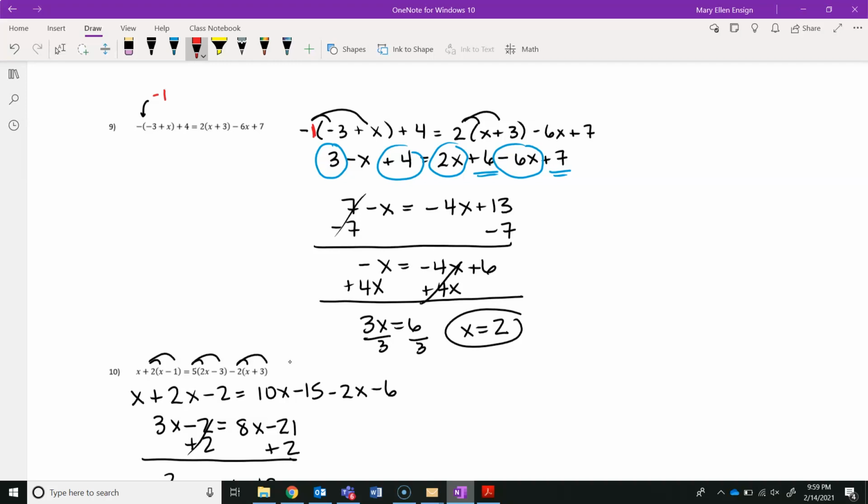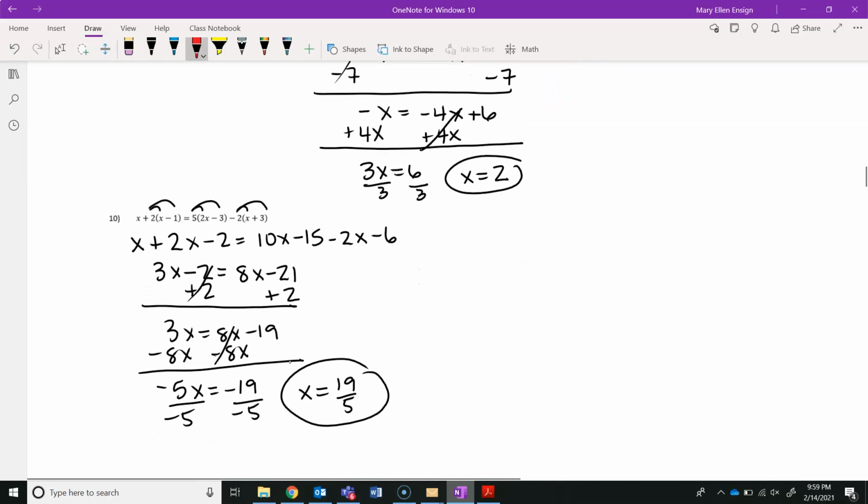Negative x equals negative 4x plus 6, because I moved that 7 over by subtracting it. And then I'm going to add the 4x over here to move that over. So all the x's are on the left side. So negative 1 plus 4 is positive 3. 3x equals 6. I divided both sides by 3 to get x equals 2.